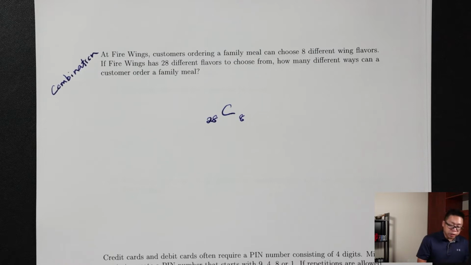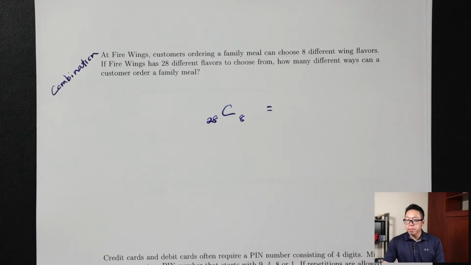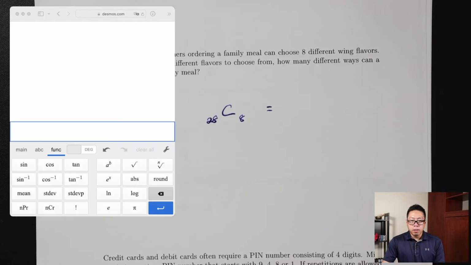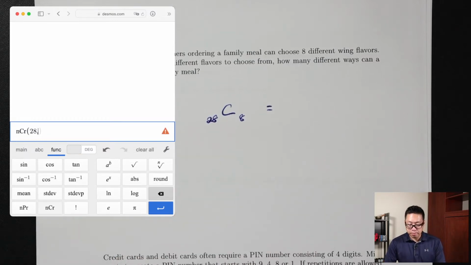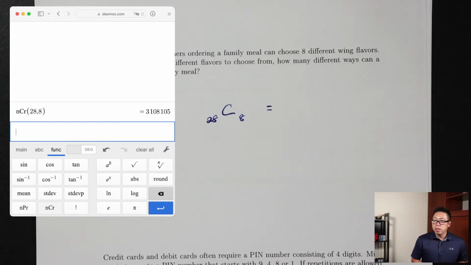Okay, so for combinations, you are going to go to the calculator and get a final answer. So on my Decimal Scientific Calculator, you're going to click on the function tab, FUNC, and then at the bottom there should be NCR, that's the combination, and you're going to type it in as 28, 8. Hit enter. Final answer, 3,108,105.